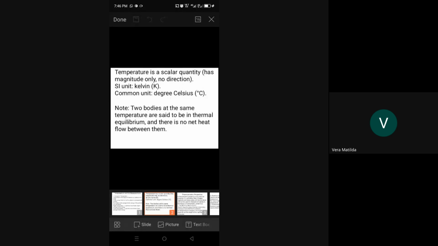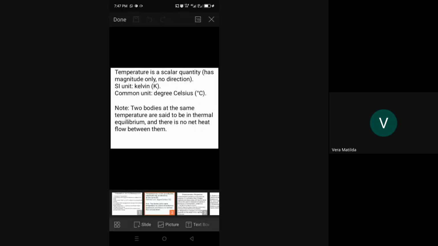Okay, so note, two bodies at the same temperature are said to be in thermal equilibrium. Don't forget that. Two bodies at the same temperature are said to be in thermal equilibrium. Like if you and I have the same body temperature, we are said to be in thermal equilibrium. There is no net heat flow between us.